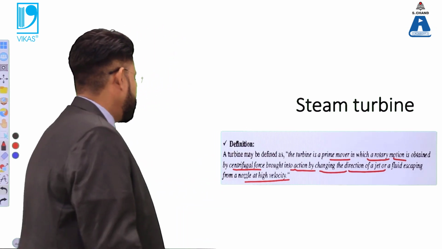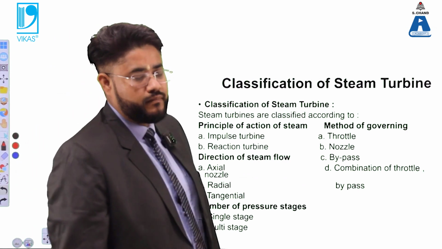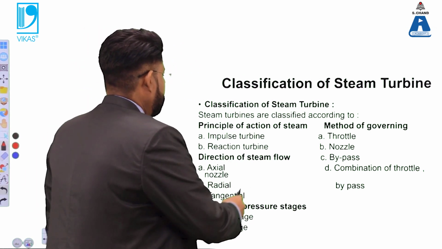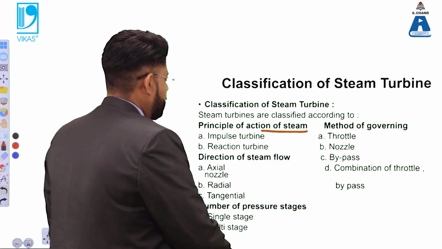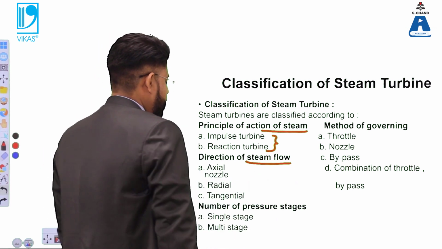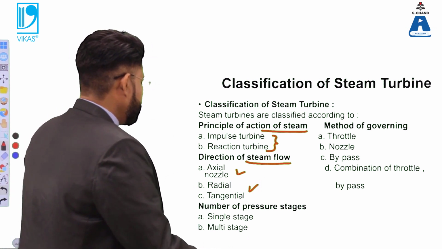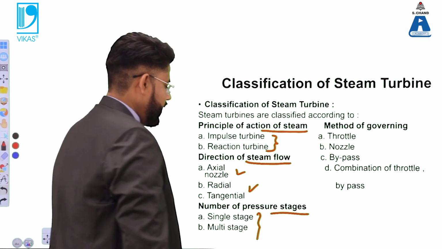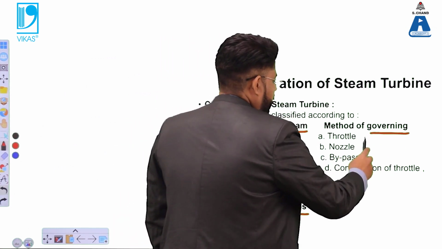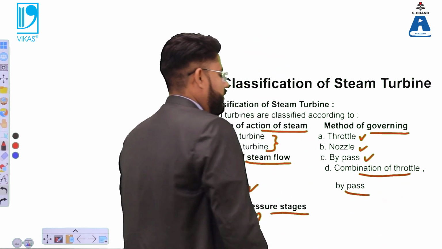This is what we expect from a turbine, and if that moving fluid is steam, then it is called a steam turbine. Now, steam turbines have certain classifications on certain grounds. On the basis of action of steam, we have two categories: impulse turbine and reaction turbine. Then we have the classification based on steam flow, which is axial, nozzle, radial or tangential flow. On the basis of the number of pressure stages, we can have single-stage or multi-stage systems. Then on the basis of the method of governing, we can have throttle governing, nozzle governing, bypass, or a combination of throttle and bypass.